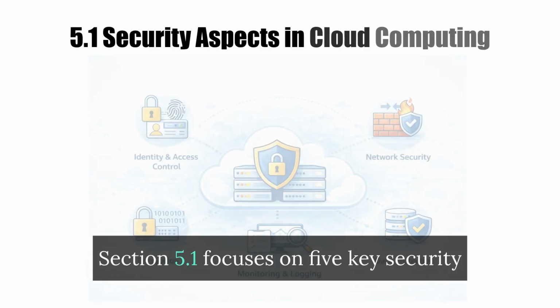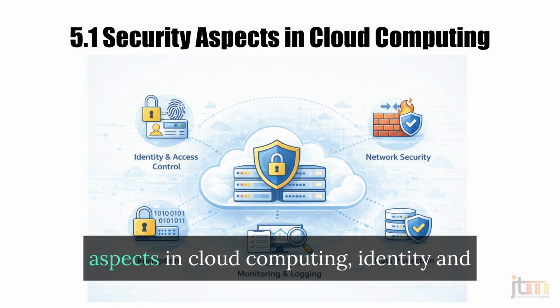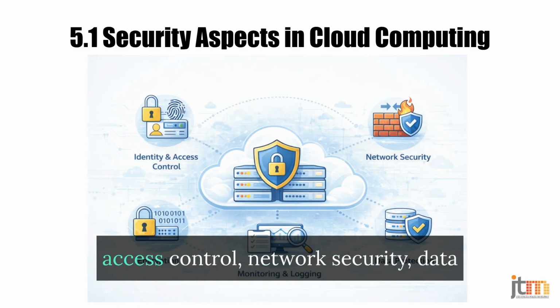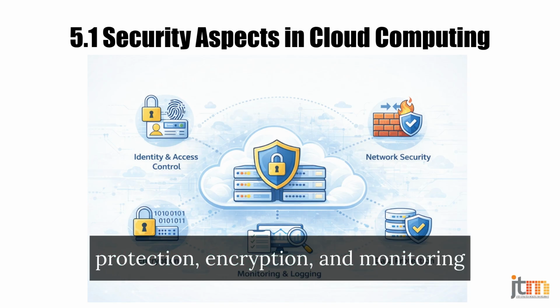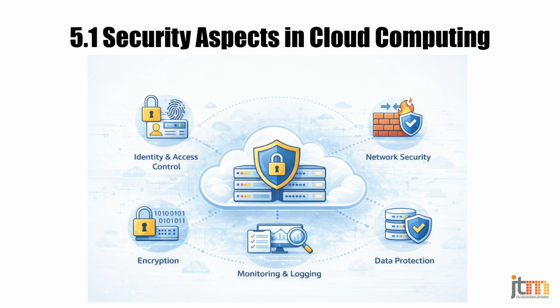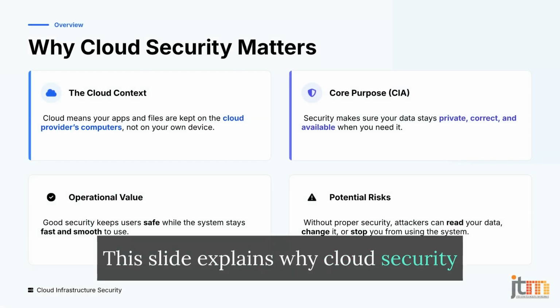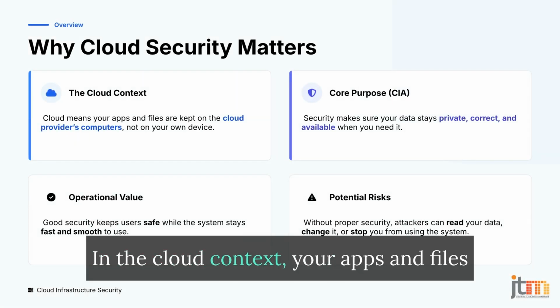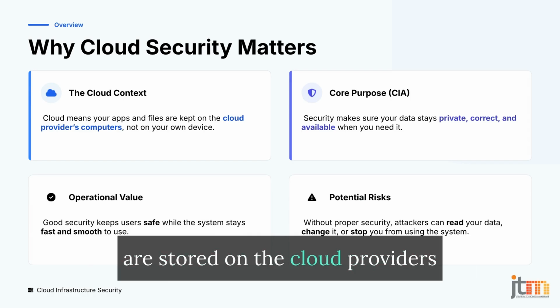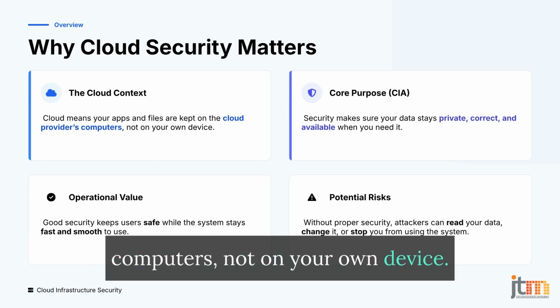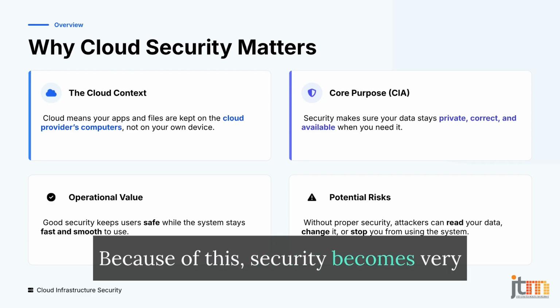Section 5.1 focuses on 5 key security aspects in cloud computing: identity and access control, network security, data protection, encryption, and monitoring and logging. This slide explains why cloud security matters. In the cloud context, your apps and files are stored on the cloud provider's computers, not on your own device. Because of this, security becomes very important.